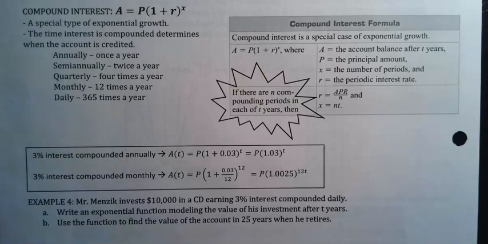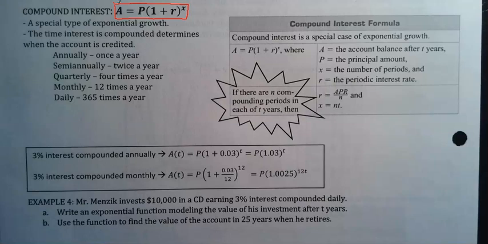All right, we're back with 8.3 and we're going to look at the compound interest part of this. Okay, so compound interest, we have the formula A equals P times the quantity 1 plus R to the power of X. This is a special type of exponential growth. We're going to continue to talk about exponential functions.